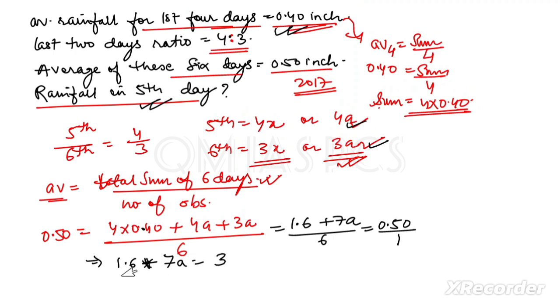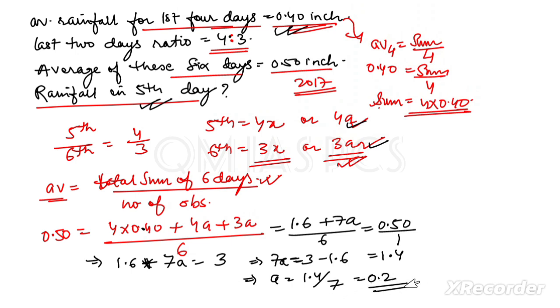So finally we will have 7a is equal to 3 minus 1.6. Now tell me, what is the value of 3 minus 1.6? It will be 1.4. So a will be 1.4 divided by 7, that will be 0.2. Is it 0.2? Yes, 0.2. So what is the value of a right now? We did not get the fifth day's data yet, we just know the value of a. So we have to find the fifth day's data, that will be 4a. So it will be 4 multiplied by 0.2, that will be how much? 0.8. Don't write just 8, 0.8.